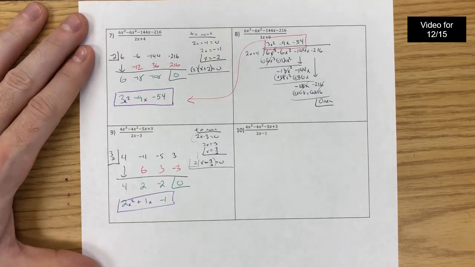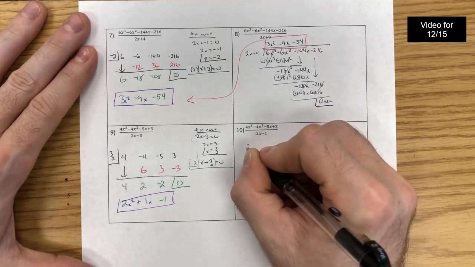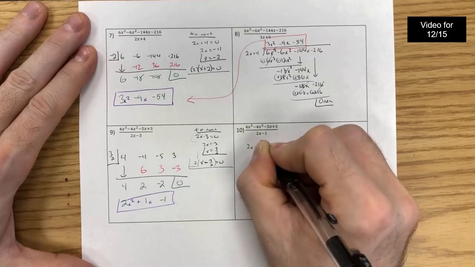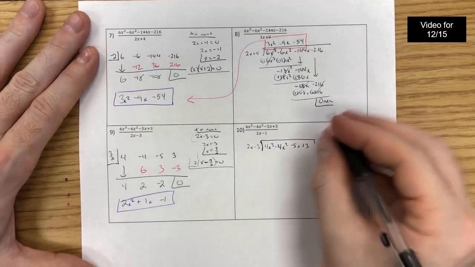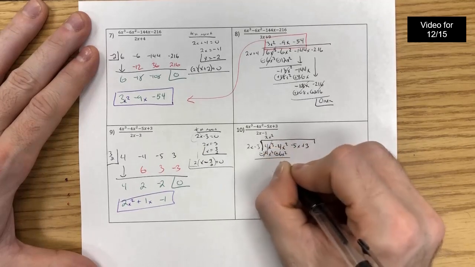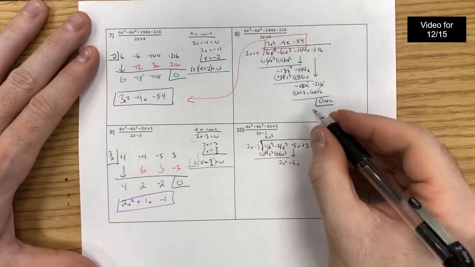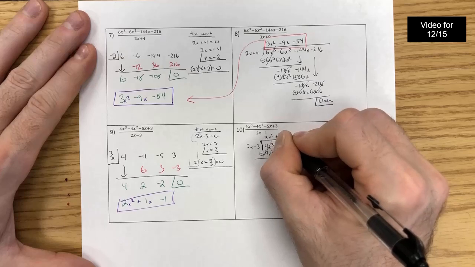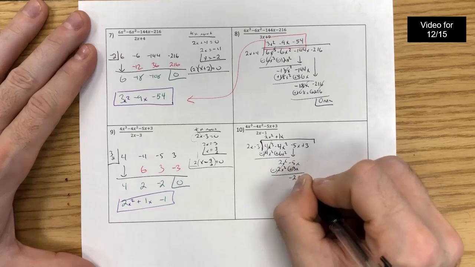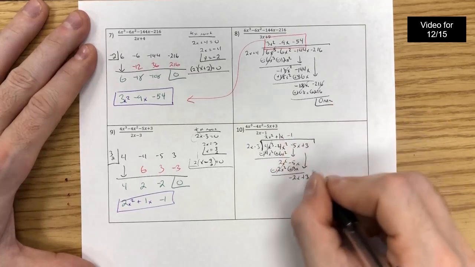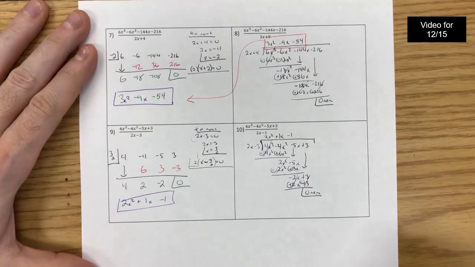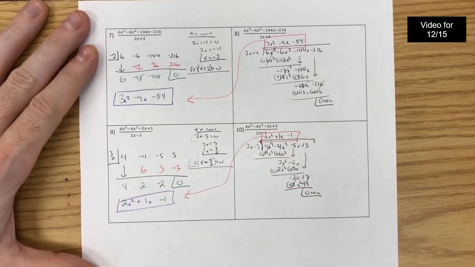So again, I'm going to double check this last one last time to make sure we're good. And yes, our answer for polynomial long division checks out. And there we go.